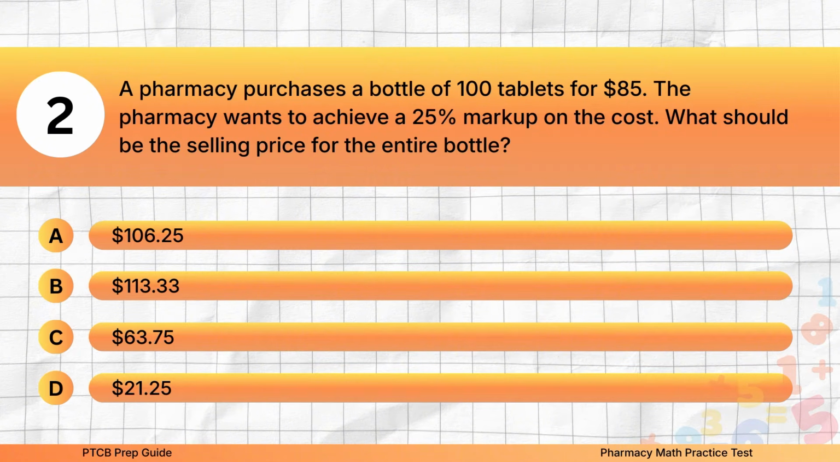Your choices are A, $106.25, B, $113.33, C, $63.75, and D, $21.25. Take a moment to pause right now. Crunch the numbers yourself, and once you have an answer, hit play and we will review the solution together.